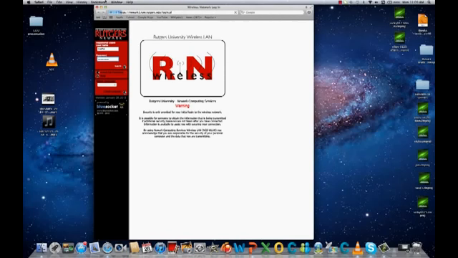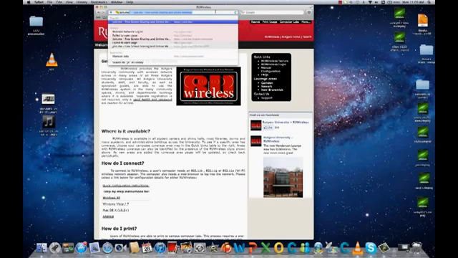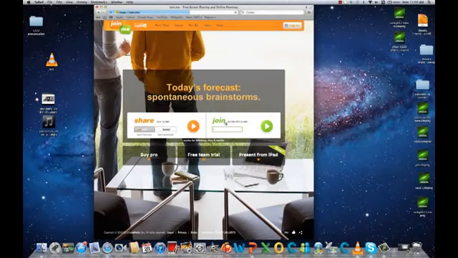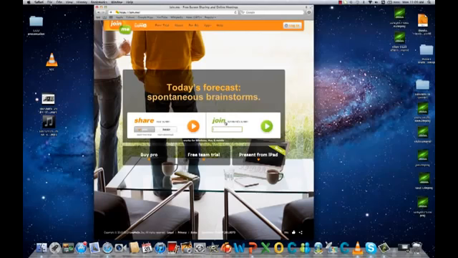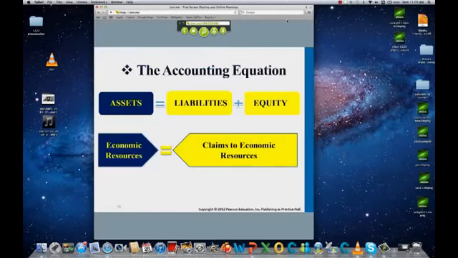Okay, so assets is what you own, liability is what you owe. You have these two numbers and you subtract what you owe from what you own. What's left basically is the real value of the business, we call it the net worth of the business. So you have it.